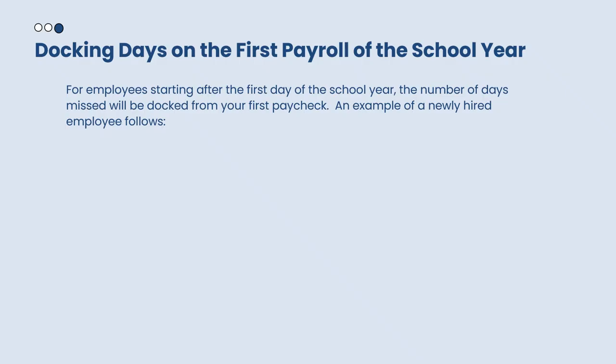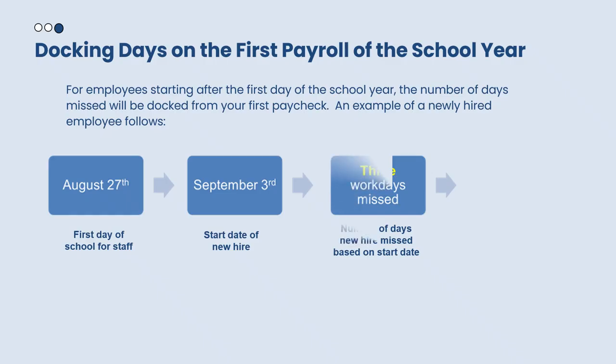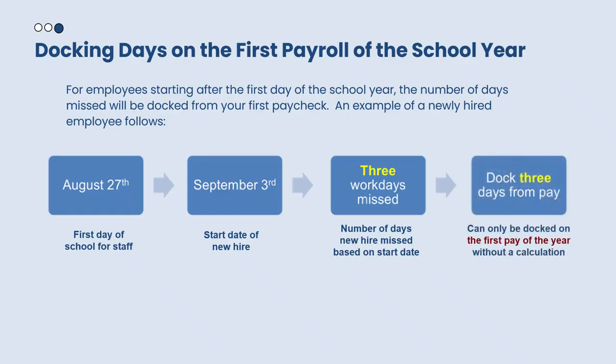For employees starting after the first day of the school year, the number of days missed will be docked from your first paycheck. An example of a newly hired employee follows. The first day of school for staff is August 27th. The start date for the new hire is September 3rd. Therefore, the number of days the new hire has missed based on their start date is 3. 3 days will be docked from the first paycheck received on September 15th.